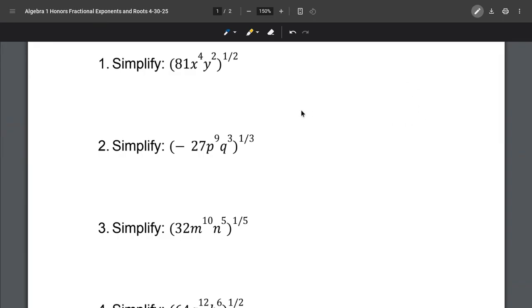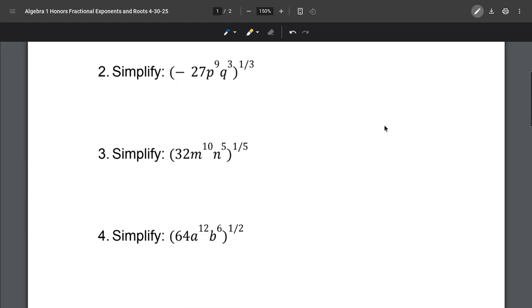Okay, so the first problem here, we're simplifying 81x to the fourth y squared. We're raising that to the half power, so we're taking the square root of that. The square root of 81 is 9. The square root of x to the fourth is x squared. And the square root of y squared is y, because y times y is y squared. So our solution here is 9x squared y.